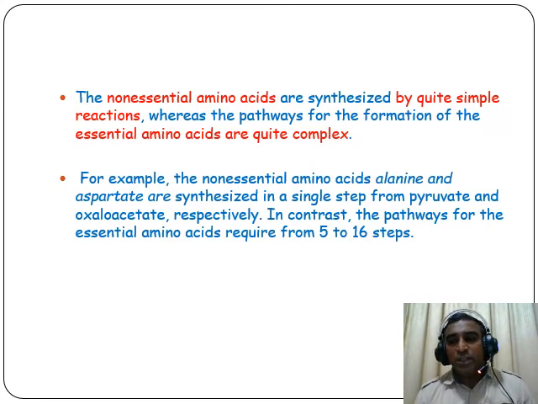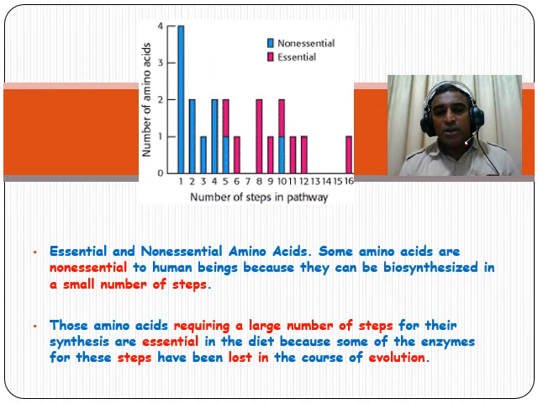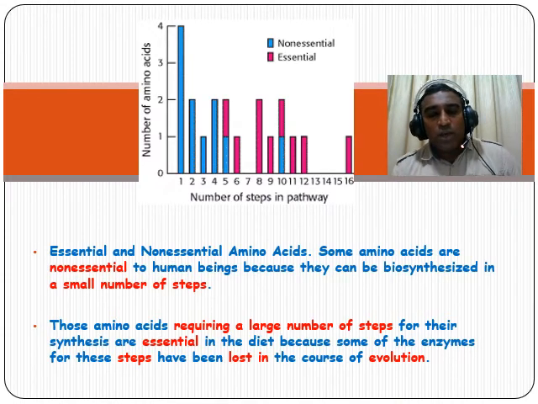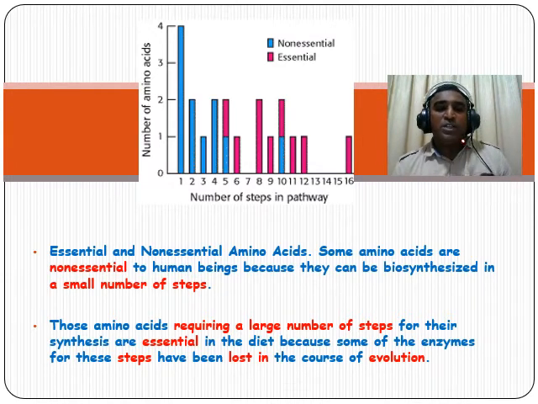This can be seen here in the figure, where you can see the essential ones will require, for one amino acid, even up to 16 steps, while the non-essential at the most is 4 steps, and there are some with 5 or 10. But generally speaking, the non-essential ones require very few steps compared to the essential type of amino acid to be synthesized.